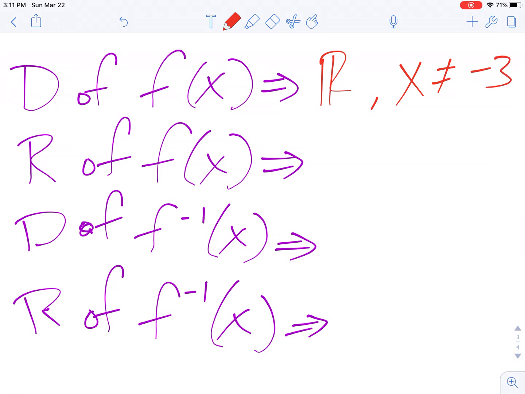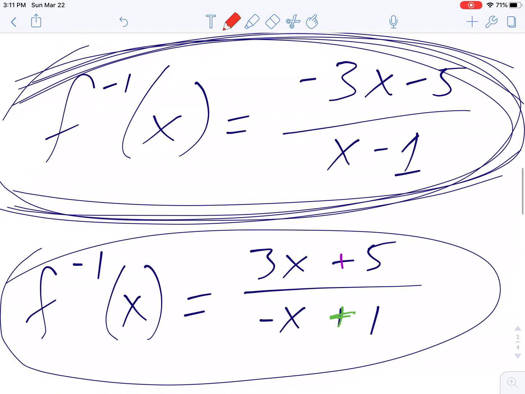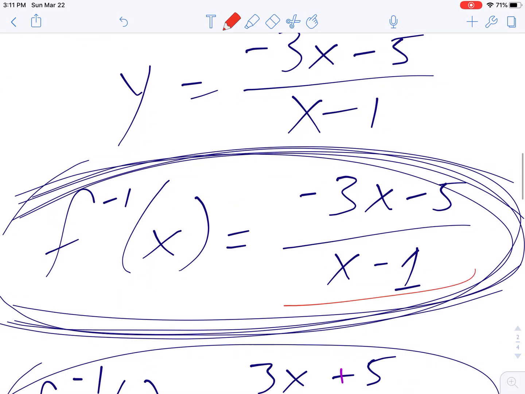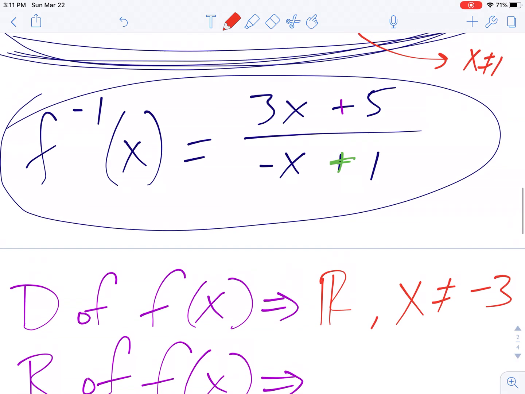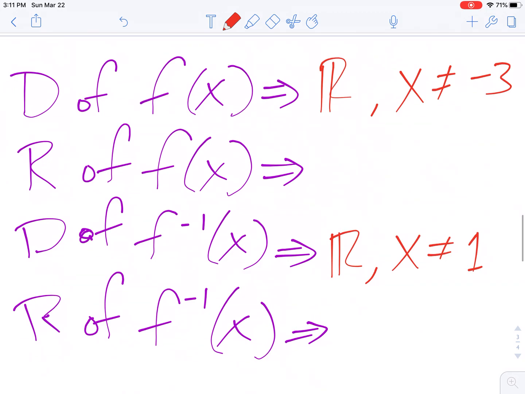Then I'm going to slide up and look at the inverse function. So our inverse function had an x minus 1 in the denominator. Well, that means we can't put a 1 in there. x can't equal 1. So that's our domain restriction for our inverse function. Yeah, x, that was a 1.